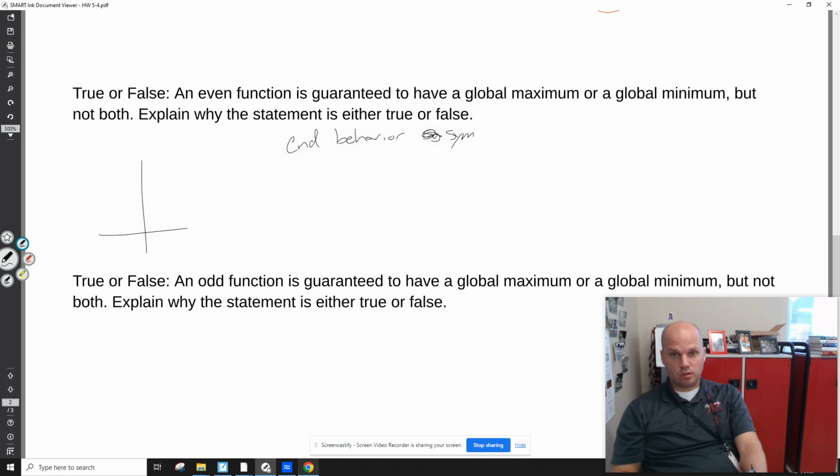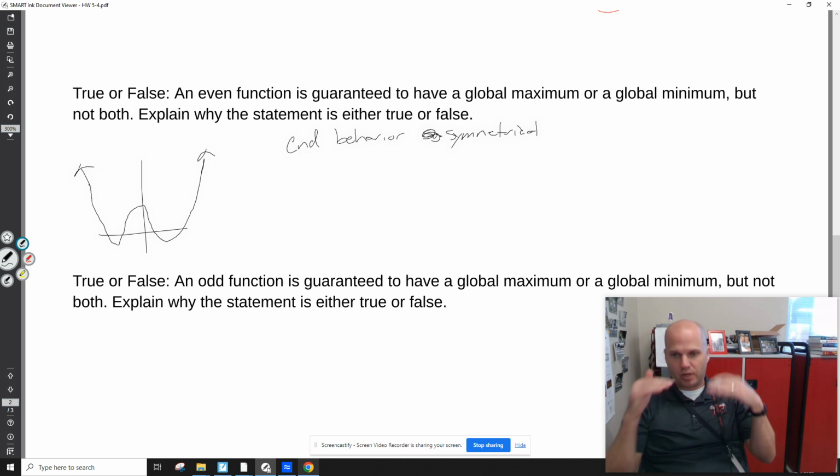It's symmetrical. You'll have to end up and up. You might have two global mins, but it'll be the same location. You have to have a global min or you have to have a global max. The statement is true.